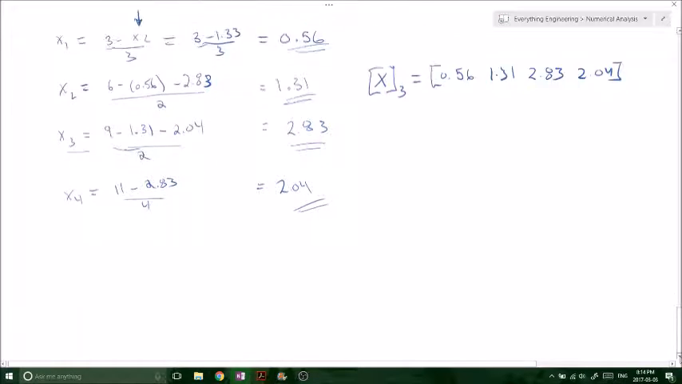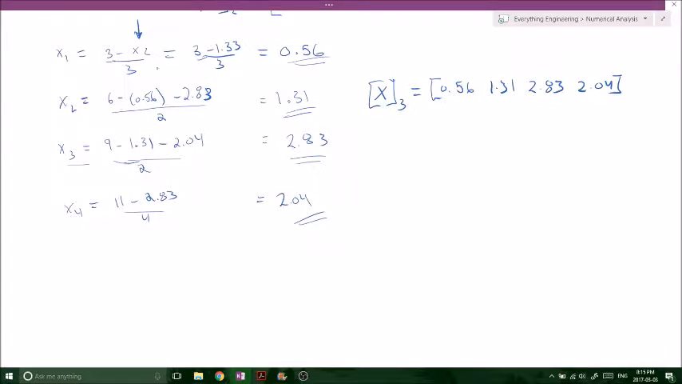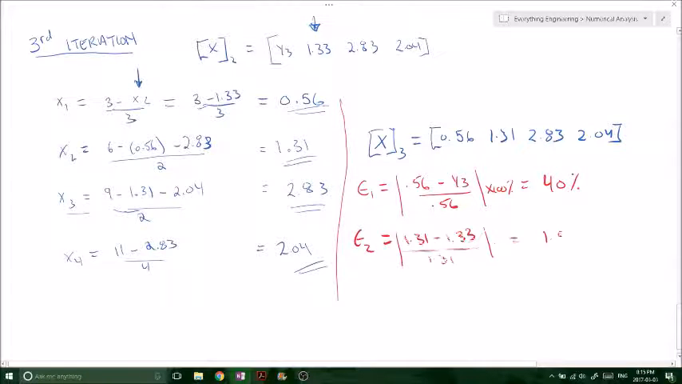And now we need to calculate our errors, our associated errors. So E1. Boom, there we go, 40%. So that has definitely gone down. That is good. So we're starting to converge. So that's what I like to see. E2, 1.5%. Nice, that's good too. It's going down, guys. This is awesome. This is healthy. This is gluten-free.